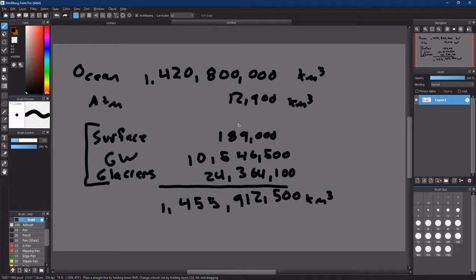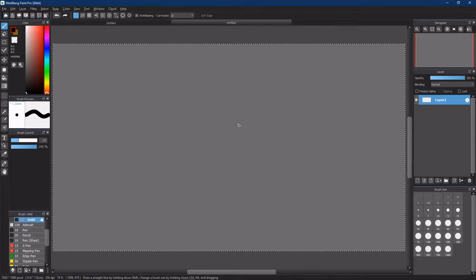From Table 1, what is the total annual flux, inflows, and outflows? So, 19. Total inflows and outflows are 1,205,000 cubic kilometers per year. You just add up all those fluxes from Table 1.